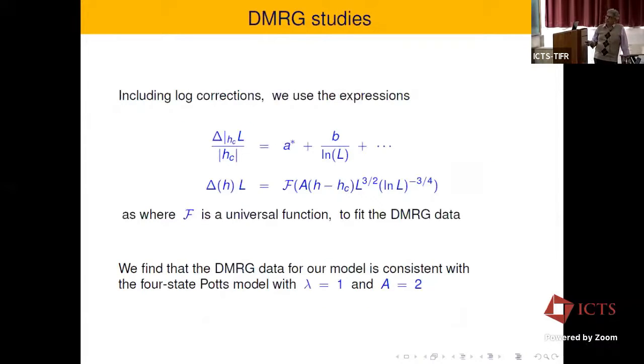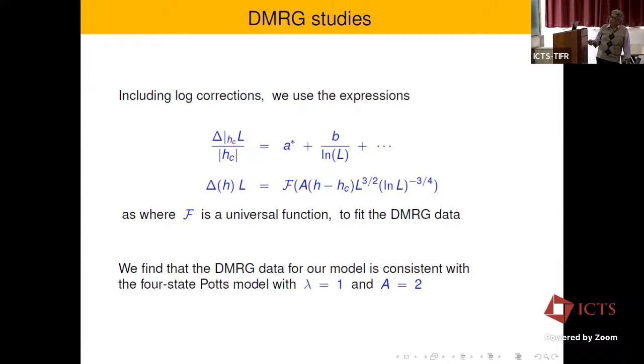Okay, so it turns out that there are very significant log corrections, as I said. If you look at, for example, the gap at the critical point multiplied by L, it goes as some number A star, which is actually universal, plus some constant divided by log L. So that's an additive log correction. You can also look at the gap as a function of H. So you vary H now times L, and it is a function of this object.